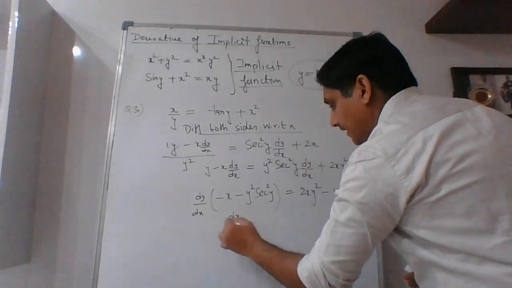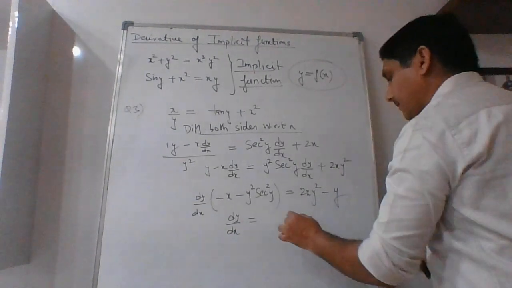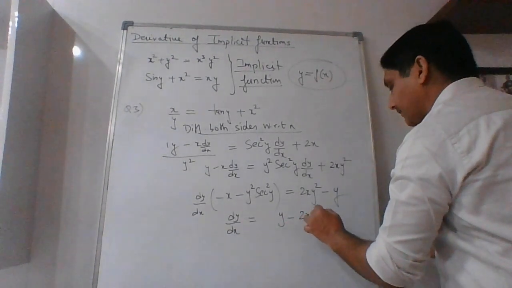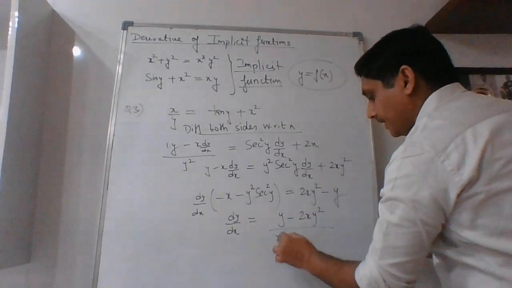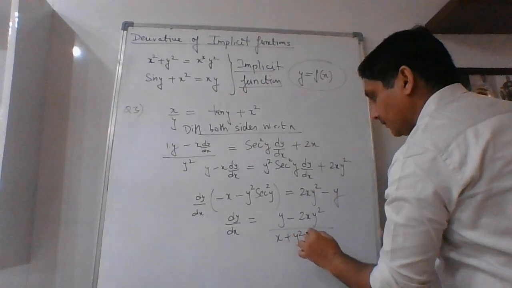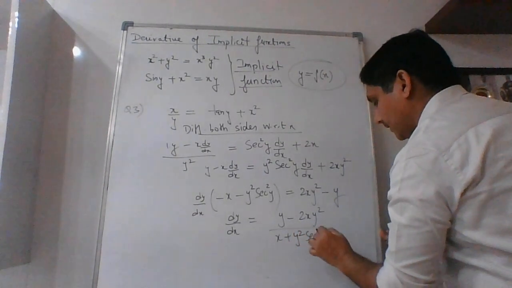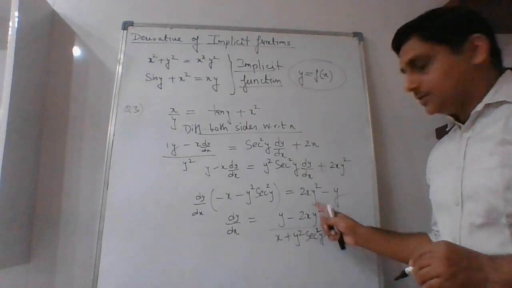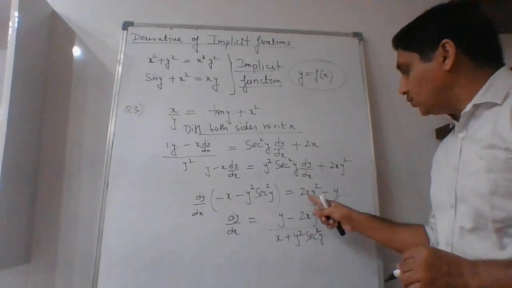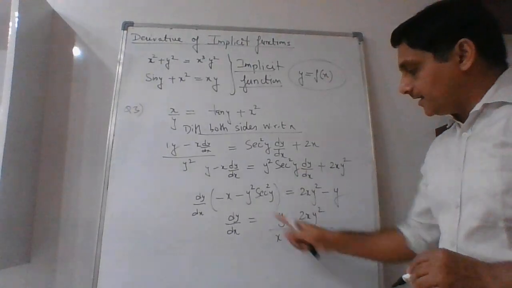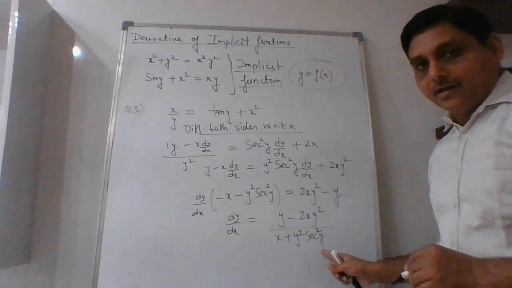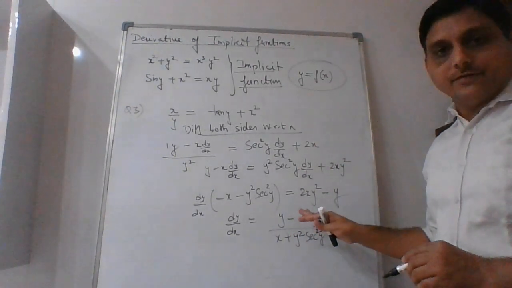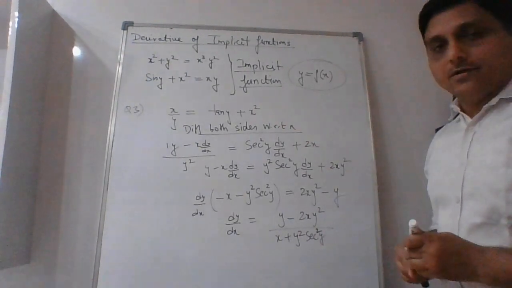So finally I can write this as dy upon dx will be y minus 2xy square divided by x plus y square into sec square y. So what I had done, I had first taken this minus sign on this side, so that is why it will become y minus 2xy square. And then I had dropped this term on this side. So this is how we can get the derivative of this particular function.